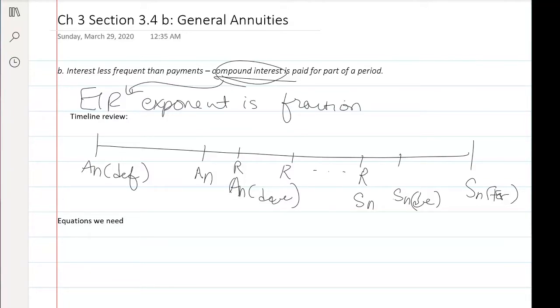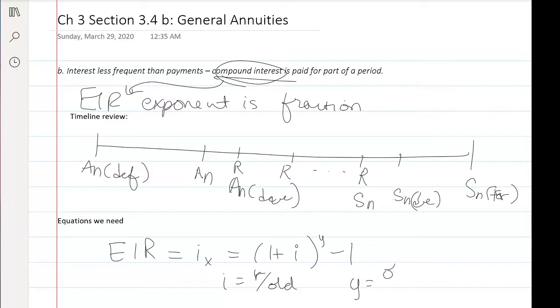Today, our main equation is going to be the EIR, which your book calls I sub x: 1 plus your current I, to the y, minus 1. Remember, I is R over N, or in our case, since we're using old and new, R over your old. And Y is old over new. Old is what we're currently having, and new is what we're trying to convert it to.